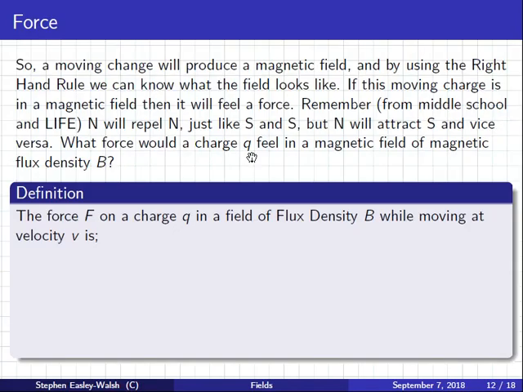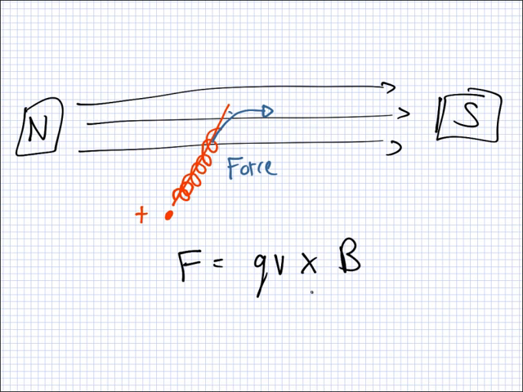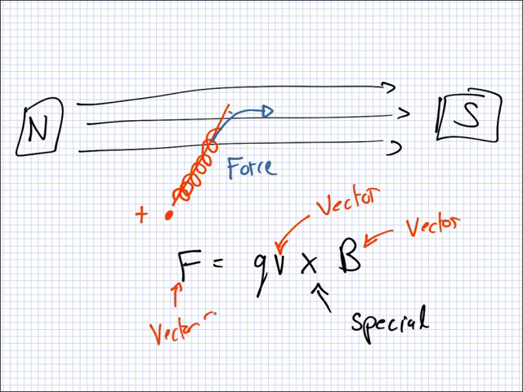How much force? Well, there's a formula. It's quite simple. It's QV times B. The force will be QV times B. Now this is a special multiplication, because this V is a vector. It has a direction. This B is a vector. It has a direction. So this F has a direction. I'll show you how to calculate it. I think Ben already knows it.